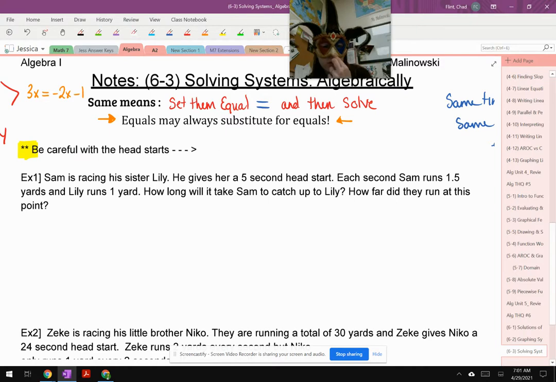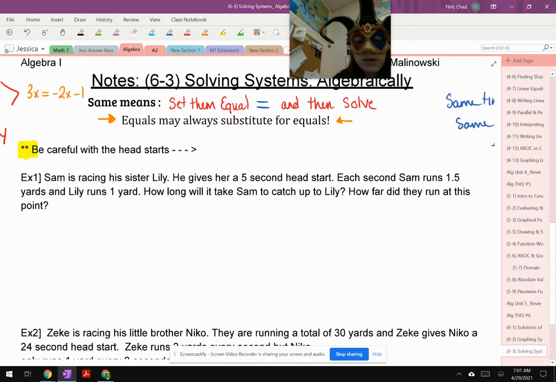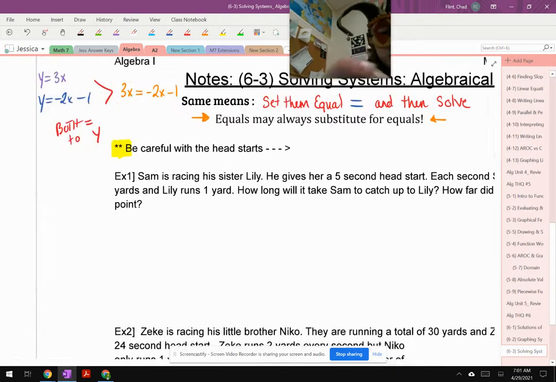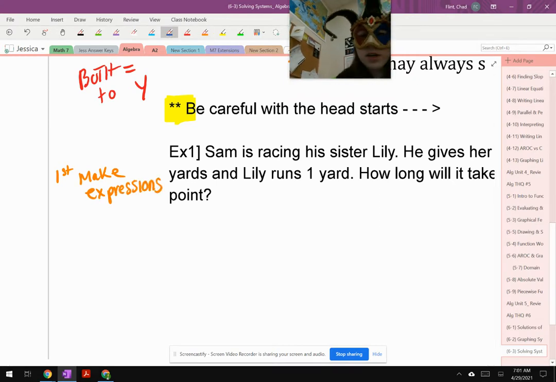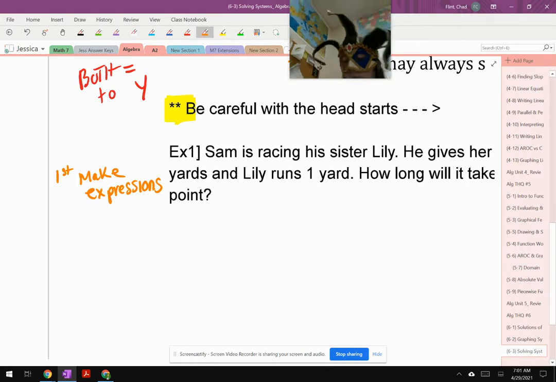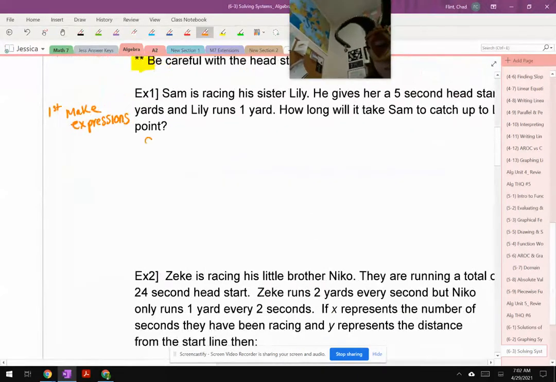Okay, lots of questions going on here and lots of information. So the first thing that you're going to start off with is creating the expressions. While I'm making these expressions, I'm going to need one for Sam and one for Lily.